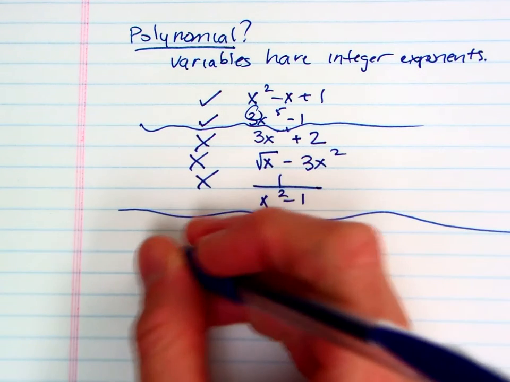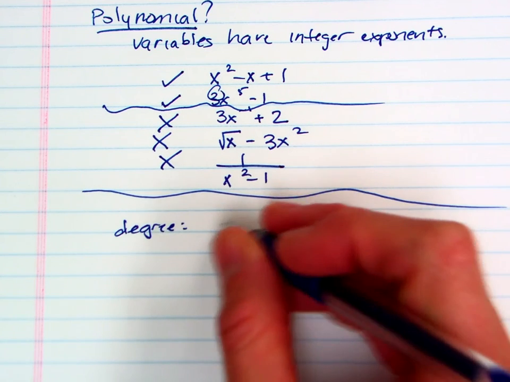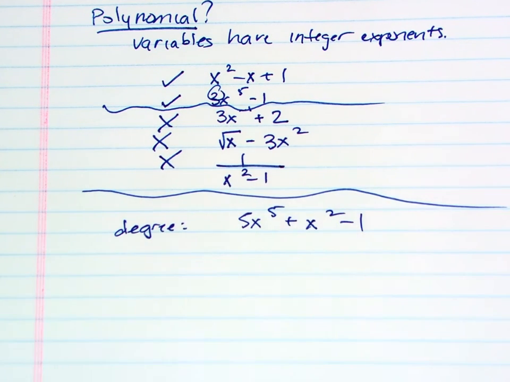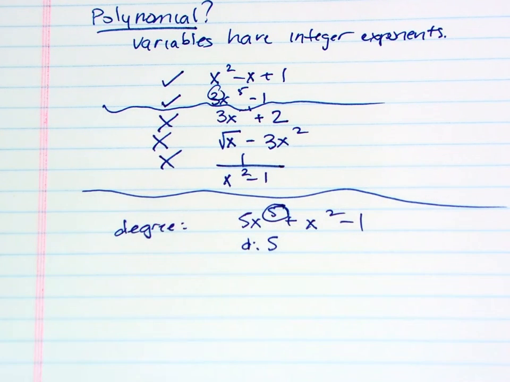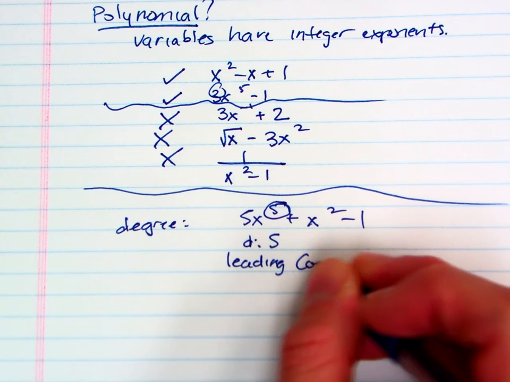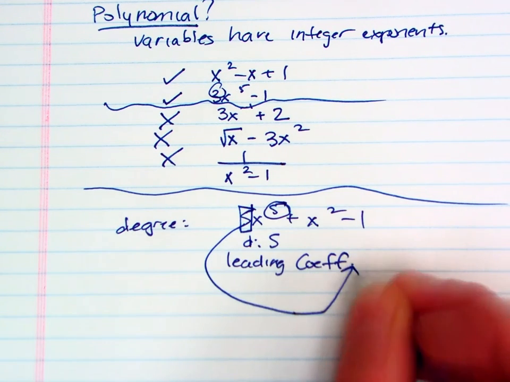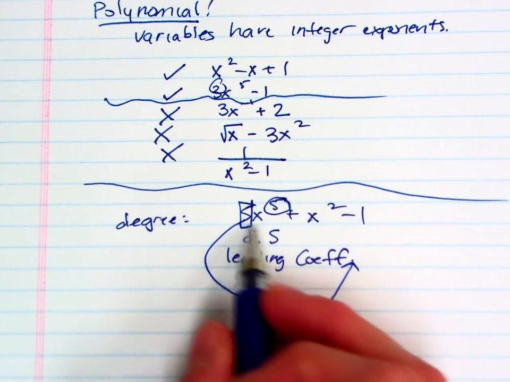The degree of a polynomial is the highest power. So for example, if I had 5x to the fifth plus x squared minus 1, the degree of this polynomial would be 5. And the leading coefficient would also be 5. It's the number in front of the leading term. So the degree is the highest power. The leading coefficient is the number in front of the leading term.